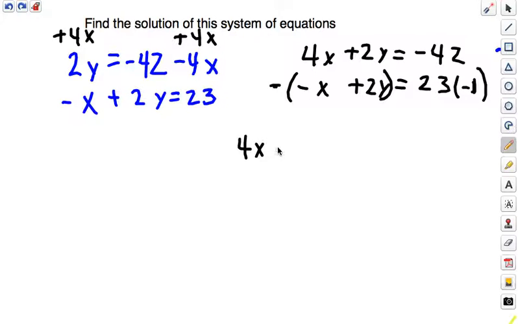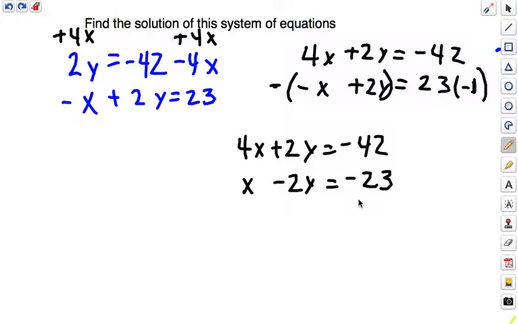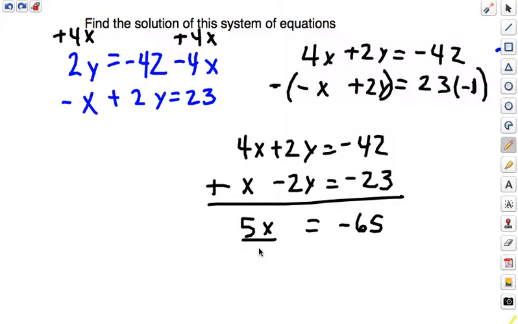Okay, so we're rewriting this 4x plus 2y equals negative 42. And this is going to become x. We have a negative times a negative, minus 2y equals negative 23. All right, combine 4x and x is 5x equals negative 65. Divide both sides by 5. X is going to equal negative 13.